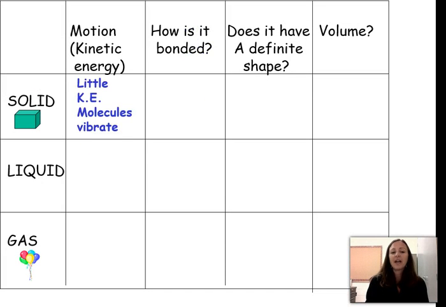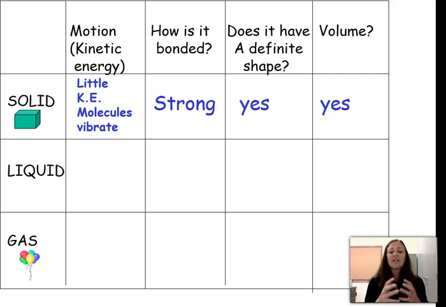So let's talk about that in terms of energy and its kinetic energy. Solid has very little kinetic energy. Molecules will vibrate together within that solid. It has very strong bonds, and we know that solids do have a definite shape, like an ice cube, and it also has a volume to it.